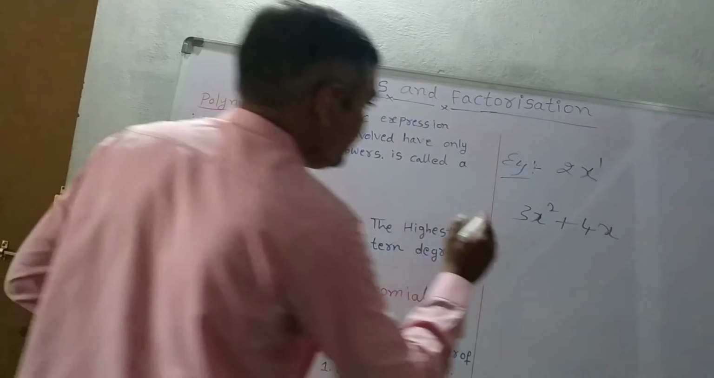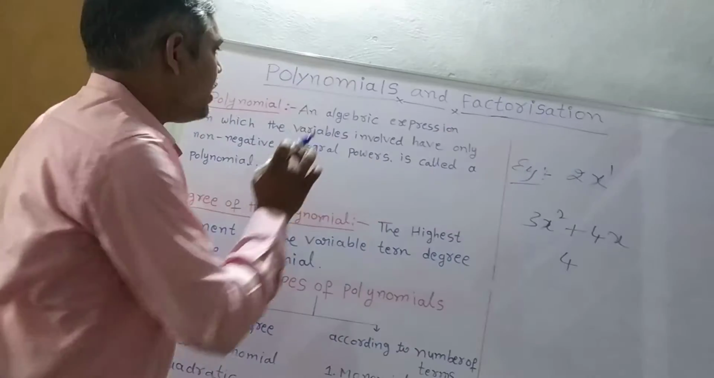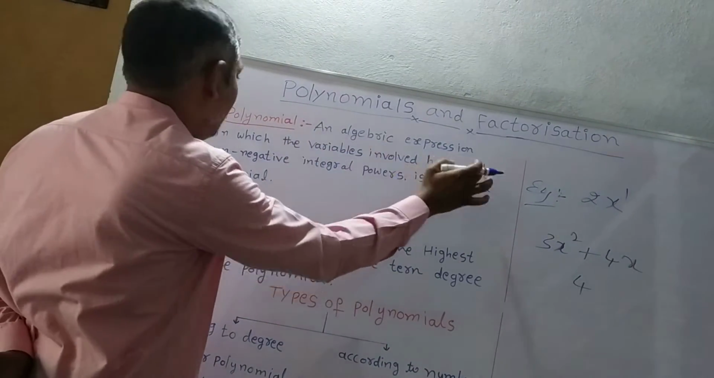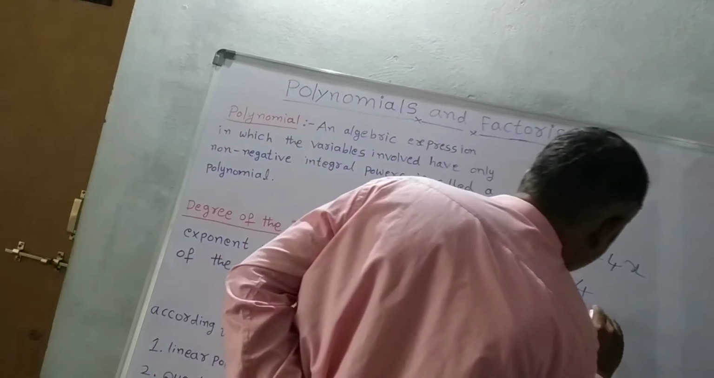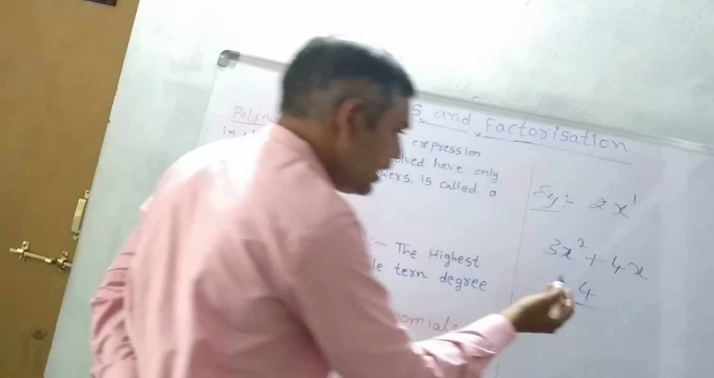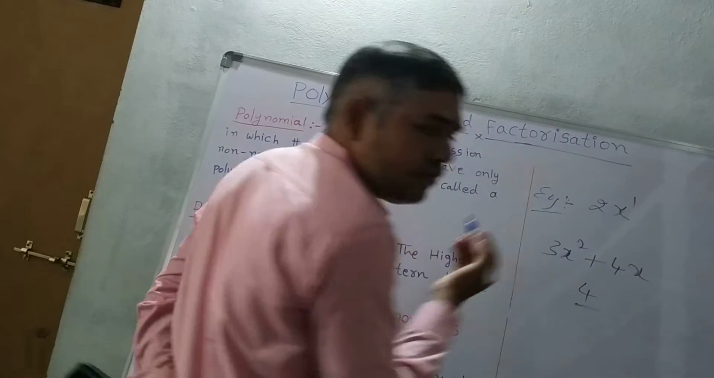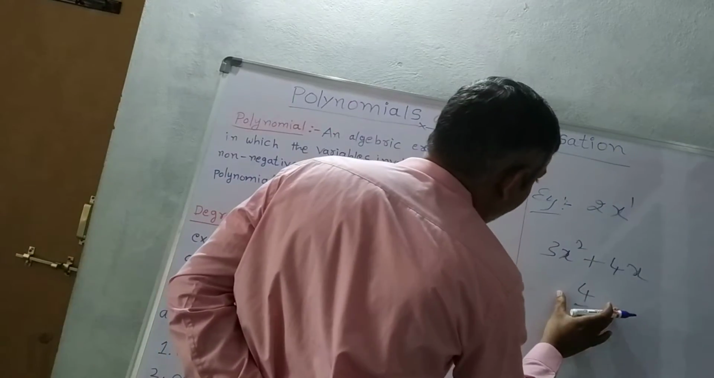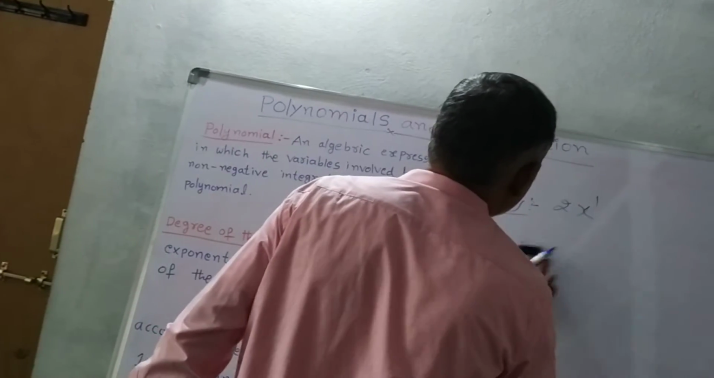Another example: 4, this is a single number. We may have a doubt. According to our definition, an algebraic expression in which the variables involved have only non-negative integral powers is called a polynomial. Is 4 a polynomial or not? According to our definition, 4 is also a polynomial. Why? Because 4 is an integer, a single number. That is also a polynomial, though there is no variable term. These are examples of polynomials.